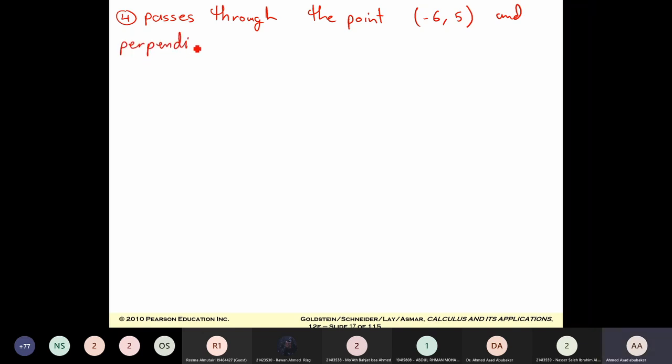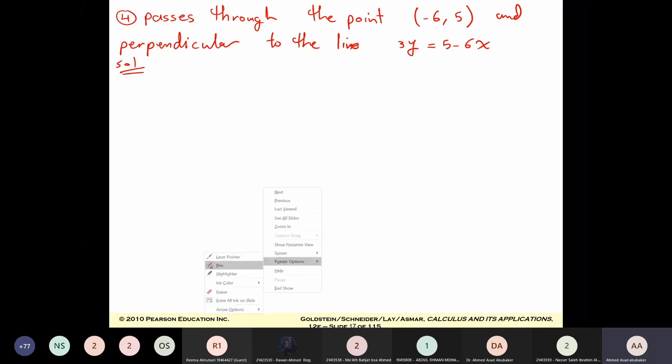Number 4. Find the equation of the line that passes through the point (-6, 5) and is perpendicular to the line 3y equals 5 minus 6x. This is the same, but here perpendicular.